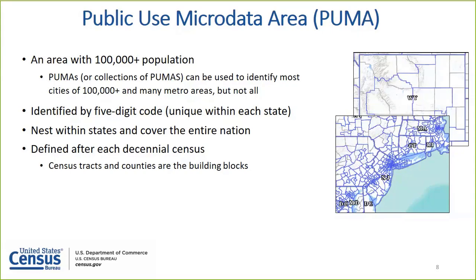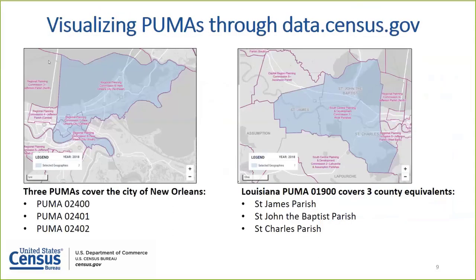They have a 5-digit code that is unique only when you're combining it with the state code. And then they cover the entire nation, and they're redefined after each decennial census. Right now, they're based on census tracts and counties as the building blocks.